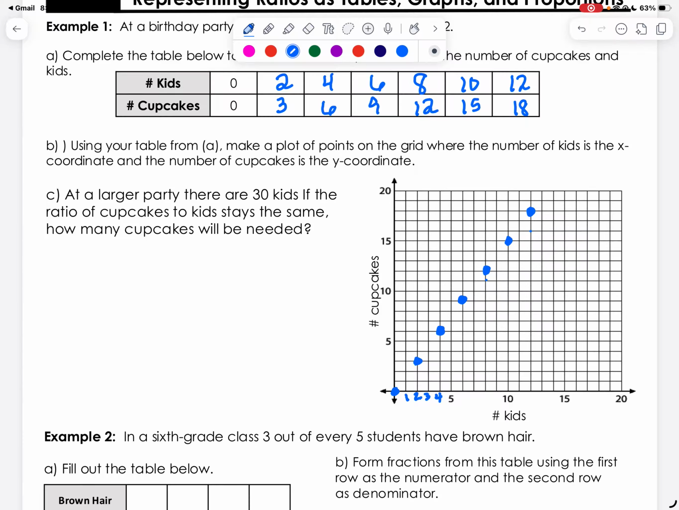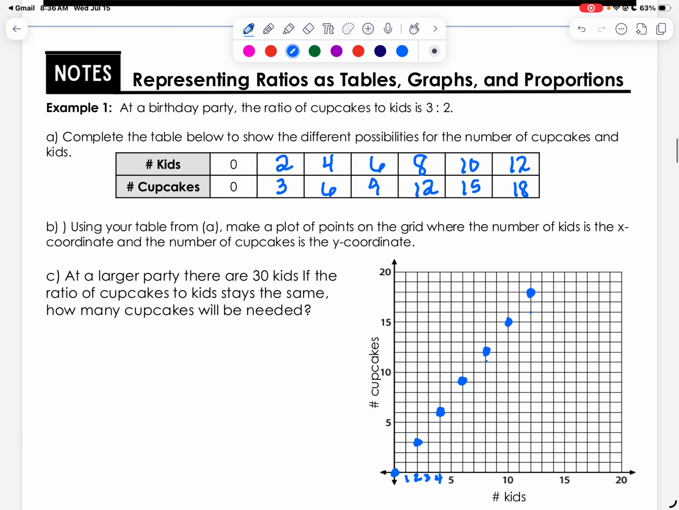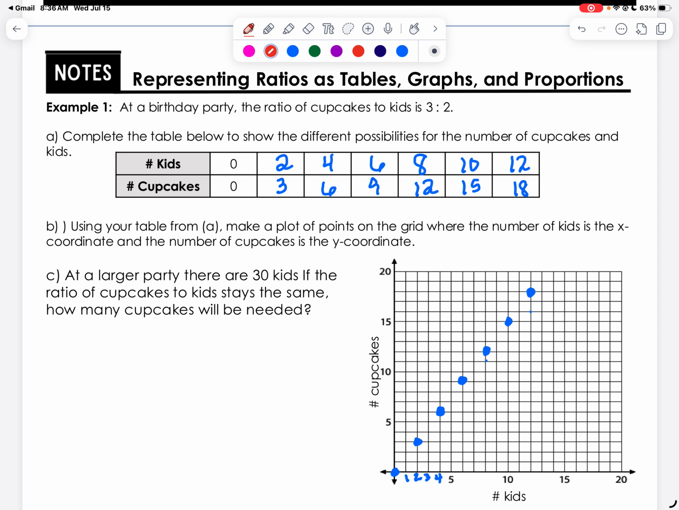All right, part C. At a larger party, there are 30 kids. If the ratio of cupcakes to kids stays the same, how many cupcakes will be needed? Now, this would be hard to answer from the graph because our graph only goes up to 20 kids. So if you can't get the information from the graph, you would need to go back to the table. Now, we're trying to find out the number of cupcakes for 30 kids. So I'm going to put the 30 on the top row because that's where the number of kids were.